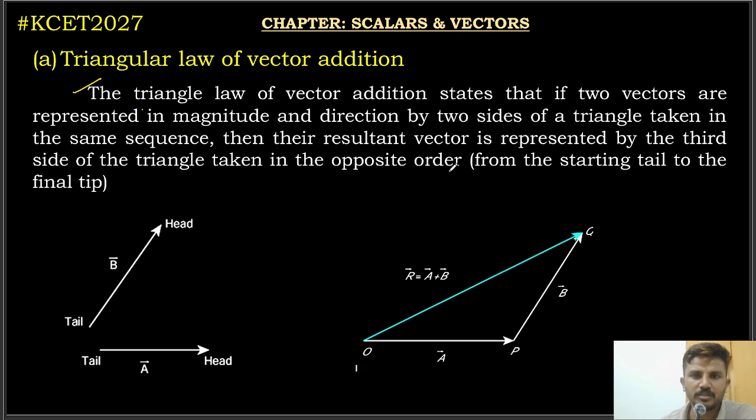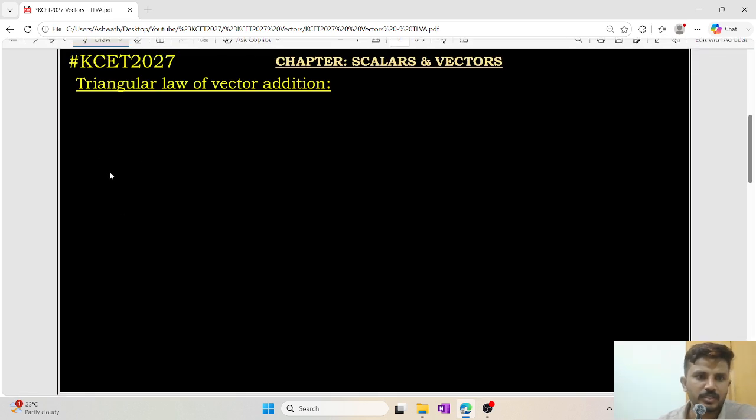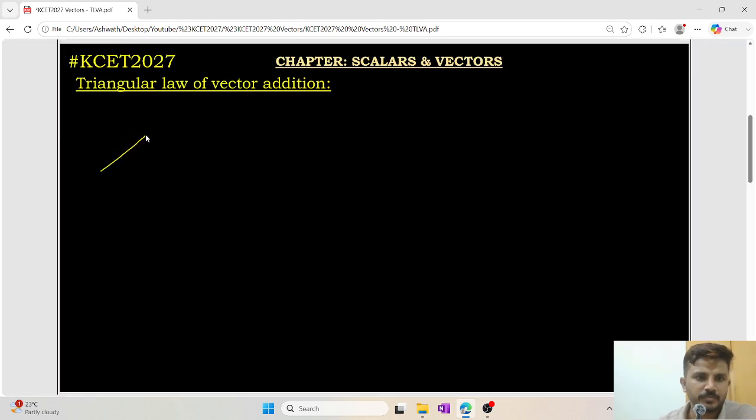For example, here I will take two vectors. This is the vector A, and we have one more vector, this is vector B. So the question is, add A and B. Dear students, we know that this is the tail of vector B and this is the head of vector A.